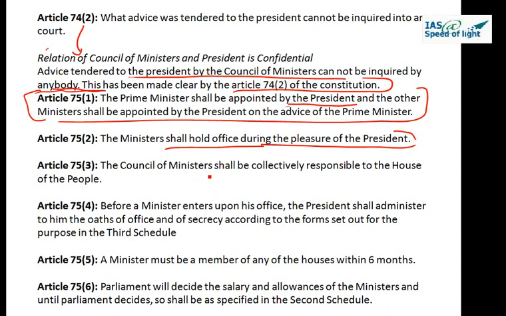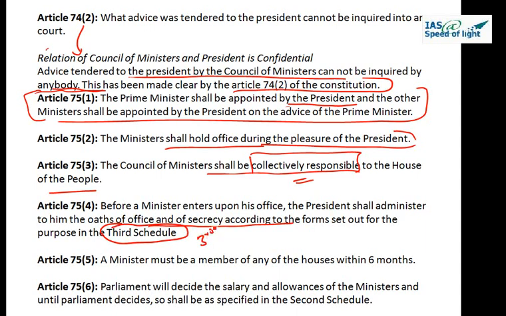The Council of Ministers shall be collectively responsible to the House of the People. This collective responsibility we have seen when we were studying the concepts of polity, the collective responsibility and the individual responsibility. Article number 75(4): before a minister enters upon his office, the President shall administer to him the oath of office and of secrecy according to the form set out for this purpose in the Third Schedule. The Third Schedule we have already seen, it contains oaths. Article number 75(5): a minister must be a member of either House within 6 months.